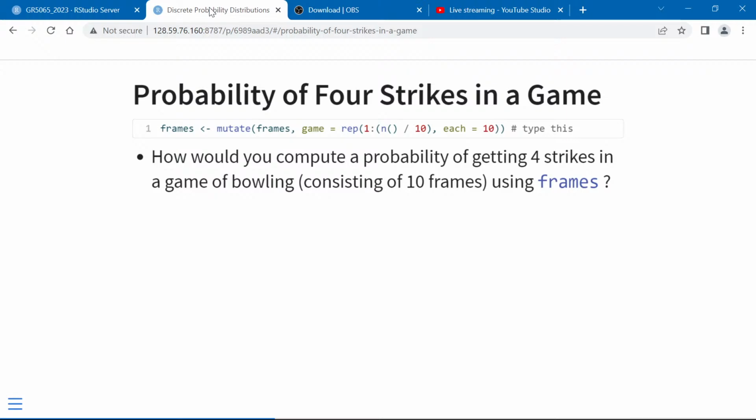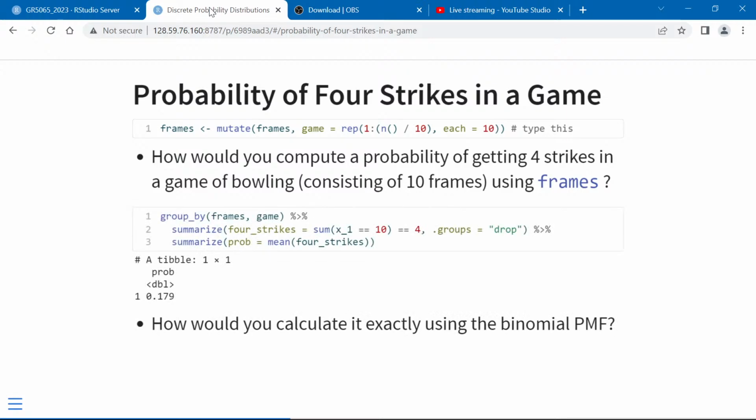You can just group by this new variable. Yeah, and then summarize. Okay, so we can group by according to the game. So we're going to do this calculation one chunk of 10 frames at a time. And we calculate a new variable that is true if and only if there are exactly 4 strikes in that game. So we can get a logical variable whether x1 is equal to 10, sum that up, and see how many strikes we've gotten in this game. If that's exactly 4, then the variable 4 strikes will be true. And if it's anything besides 4, whether it's less or more, then that 4 strikes variable will be false.